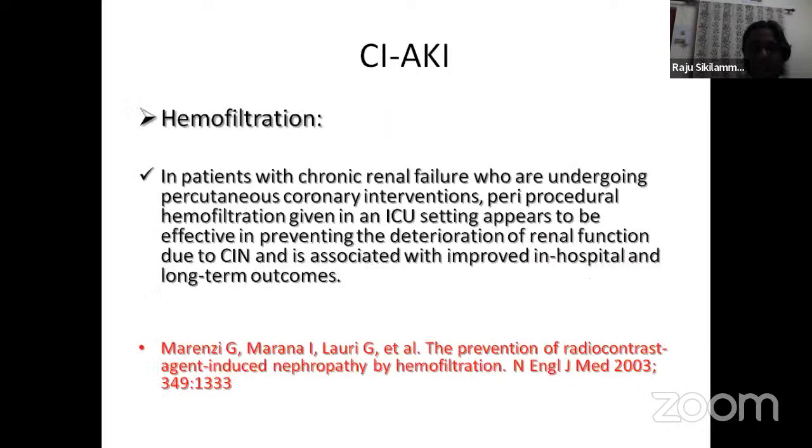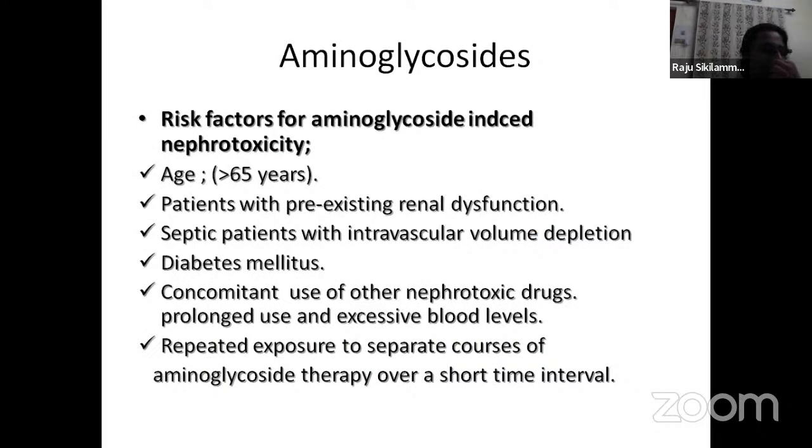Then we come to drugs that cause nephrotoxicity. A number of drugs are nephrotoxic and lead to AKI. Now we are going to discuss an important drug, the aminoglycoside, which in day-to-day practice is misused and leads to AKI. Risk factors for aminoglycoside-induced nephrotoxicity are: age more than 65, pre-existing renal failure, septic patients with intravascular volume depletion, diabetes mellitus, concomitant use of nephrotoxic drugs, and prolonged use with excessive blood levels. Then repeated exposure to separate courses of aminoglycosides, with therapy covered for short intervals.